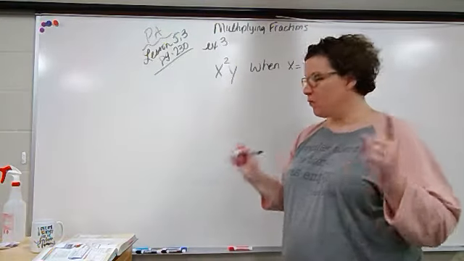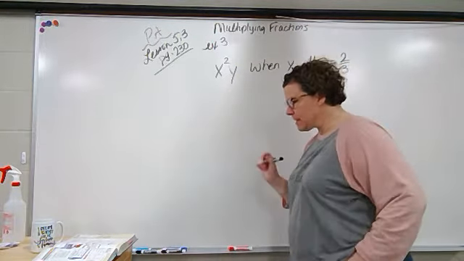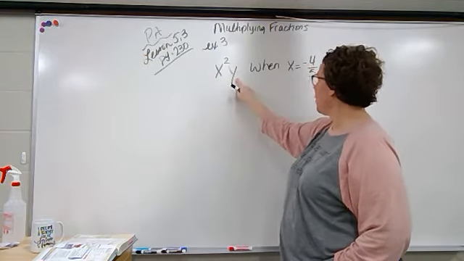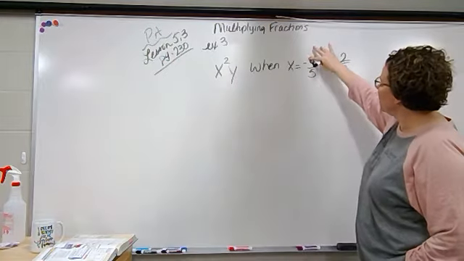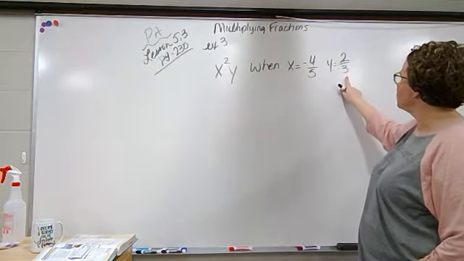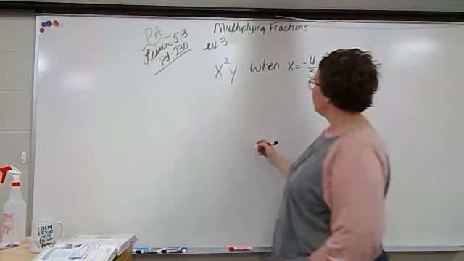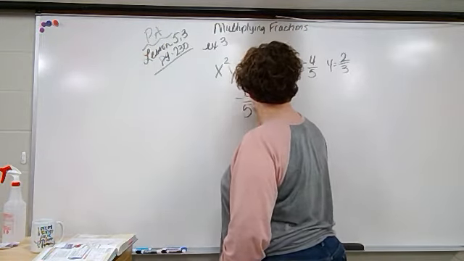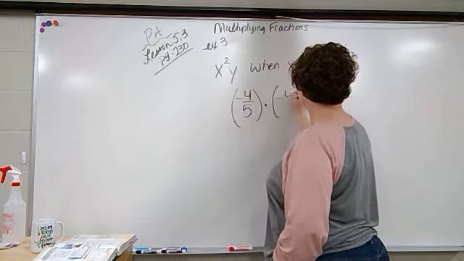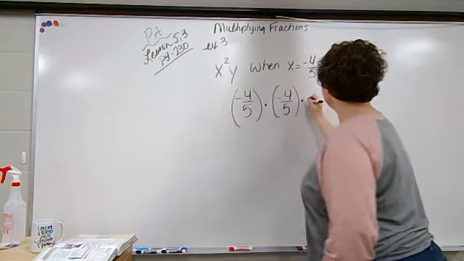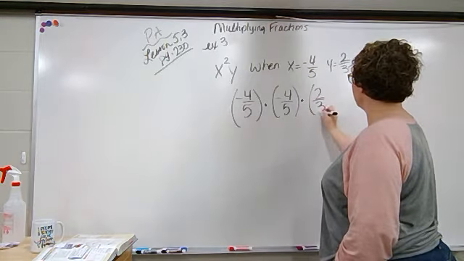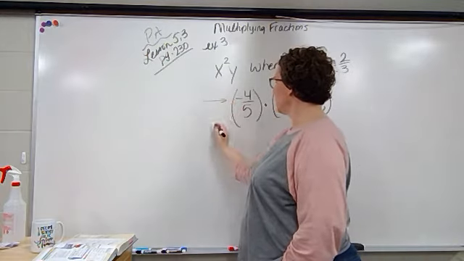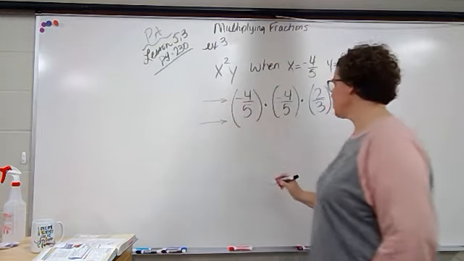Okay, so we're ready now for example 3, and it says evaluating a variable expression. Evaluate x squared y when x equals -4/5 and y is equal to 2/3. Okay, so I am going to set this up. -4/5 times -4/5 times 2/3. Okay, and I'm going to multiply straight across my numerators, straight across my denominators.